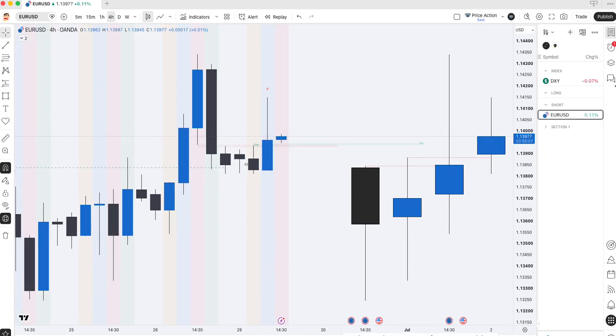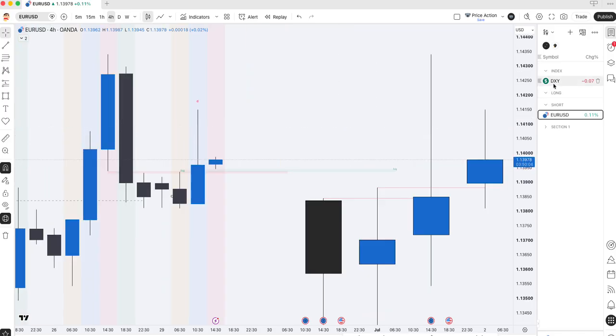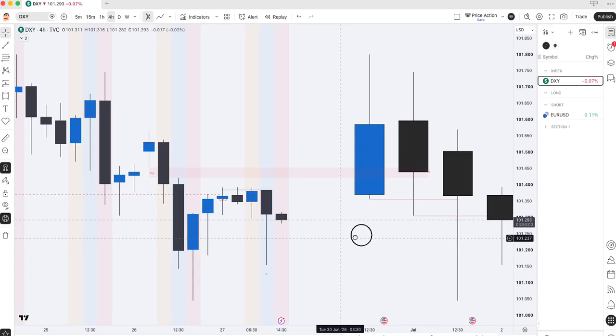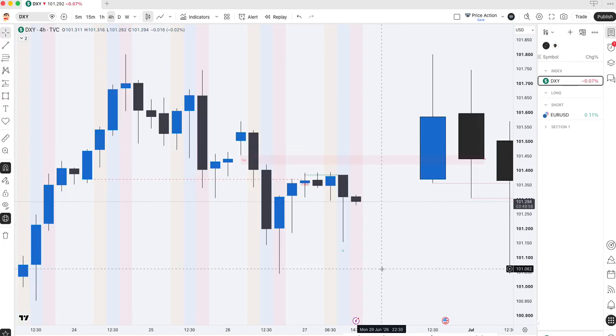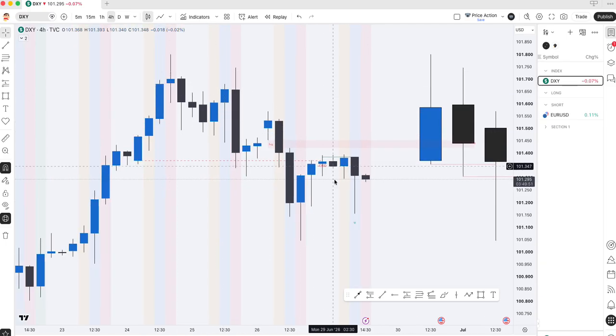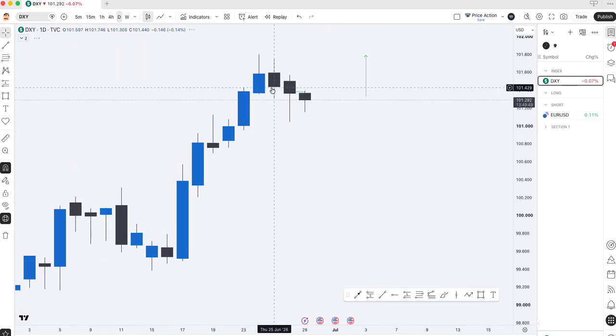So there is one more thing I would like to add. DXY tried to go down. So on 4 hour, it's making lower lows and lower highs. And on daily, it will be a pullback.